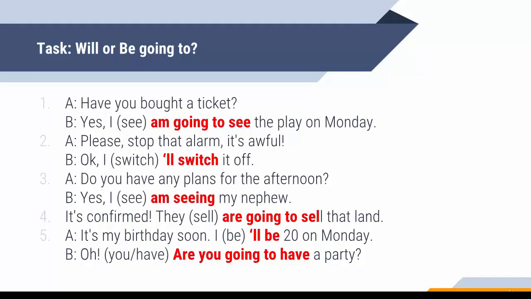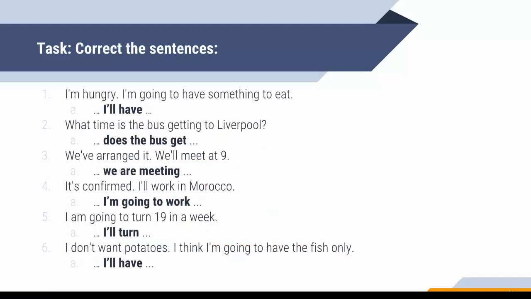It's my birthday soon. I'll be 20 on Monday. So this is something fixed. It's like a timetable. You can't do anything about this one. Oh, are you going to have a party? Do you have the plan of doing it?